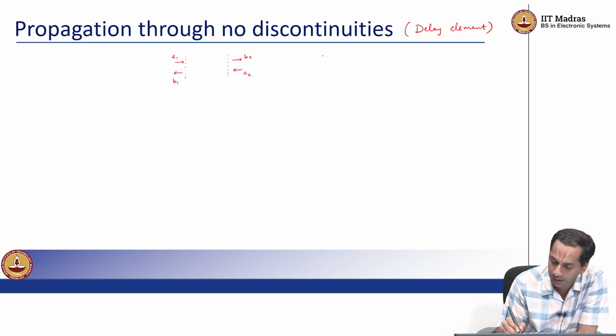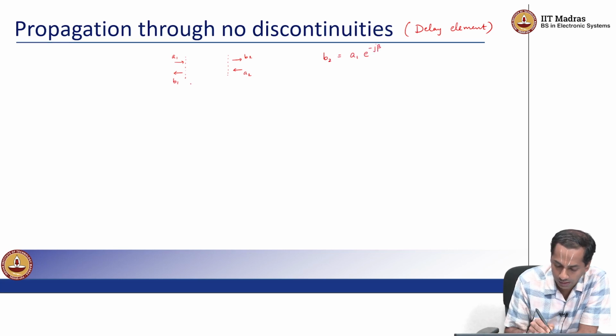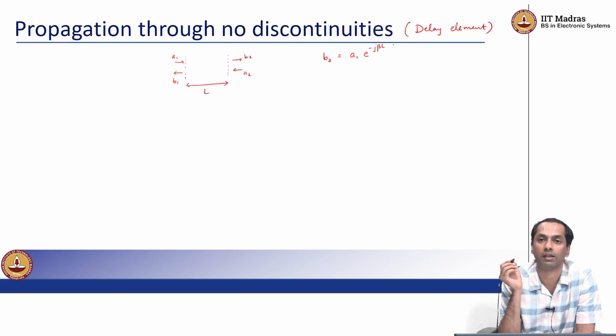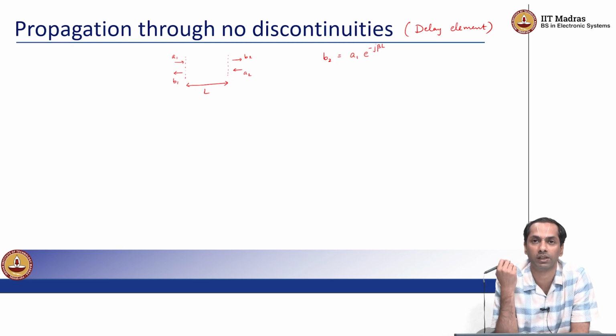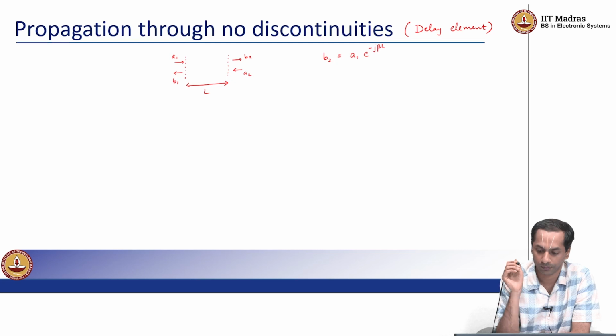Okay, so we can simply say that B2 is A1 e to the minus j beta. Let's say that this length is L. Right? So beta is the propagation constant, right? So again, this formalism is very general, right? It could be voltages and currents on transmission lines, it could be modes in rectangular waveguides, right? Or it could be plane waves in a unbounded media, right? For all of them, you can use the same matrix formalism.